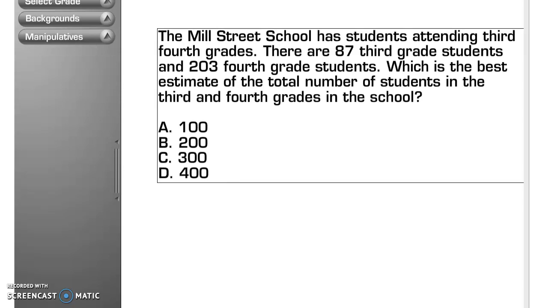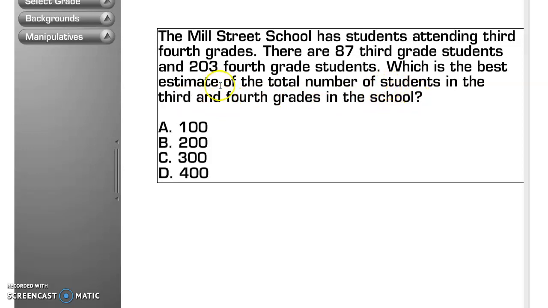Our first problem of the day, using the CUBES method, is: the Mill Street School has students attending third and fourth grades. There are 87 third grade students and 203 fourth grade students. Which is the best estimate of the total number of students in the third and fourth grades in the school? So I'm going to circle the numbers, which are 87 and 203. Next, I'm going to underline which is the best estimate of the total number of students in the third and fourth grades in the school. So that is the question.